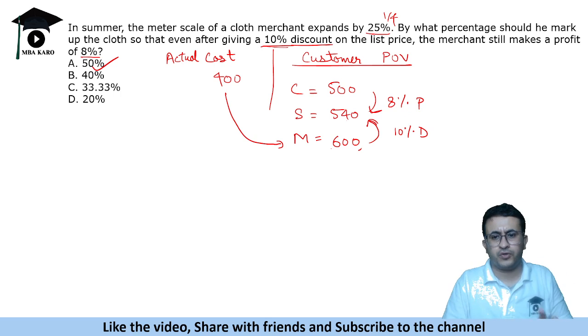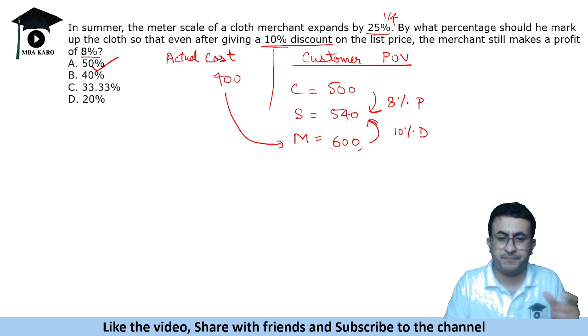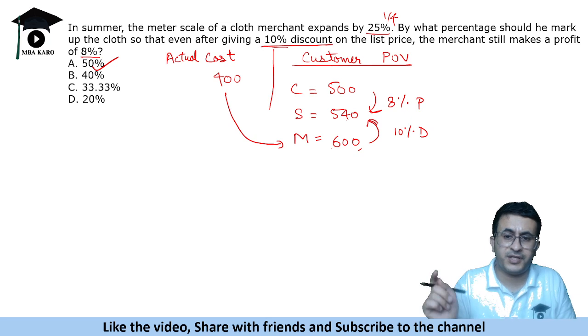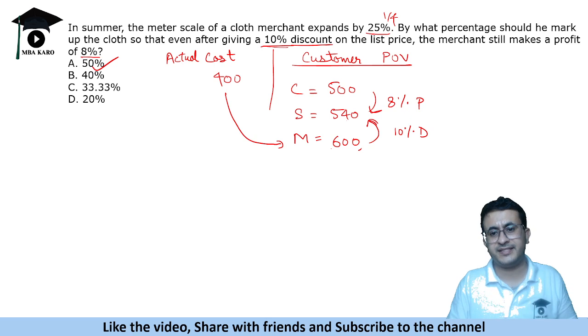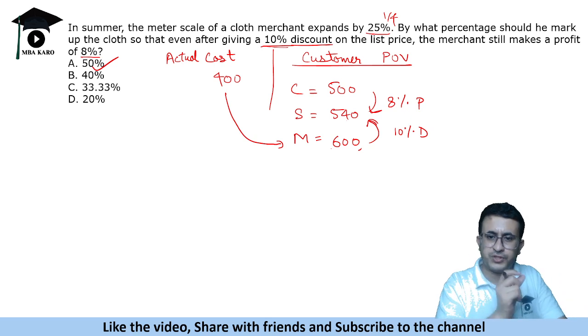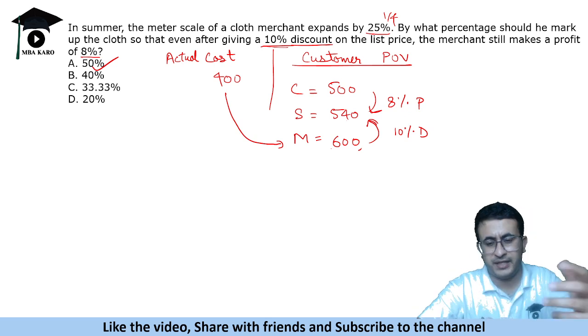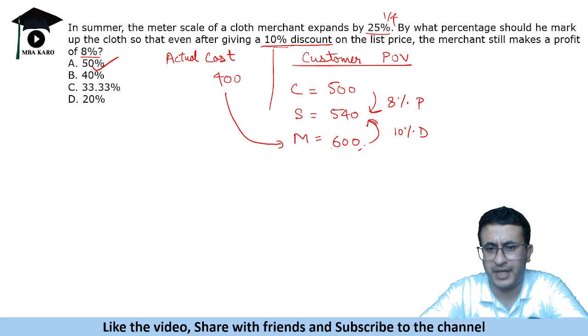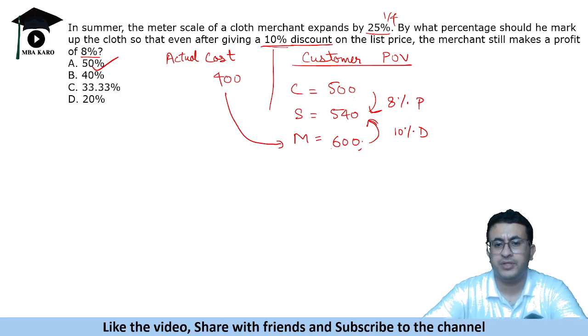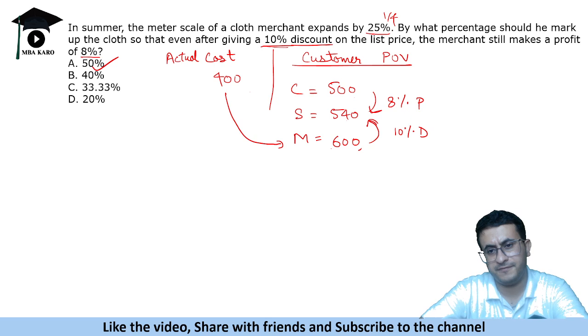Okay, so this is how we solve these questions. Actual cost is on the actual weight. Actually the cost to him is 400, but from the customer point of view the cost is just 500. Why? Because the scale has expanded. So you find the actual cost using the scale, and the customer's point of view on the final one. So the cost from the customer point of view is 500. He is making 8% profit on it and giving 10% discount. So that means he has to mark at 540. Sorry, mark at 600. So to go from 400 to 600, he has to increase by 50%.